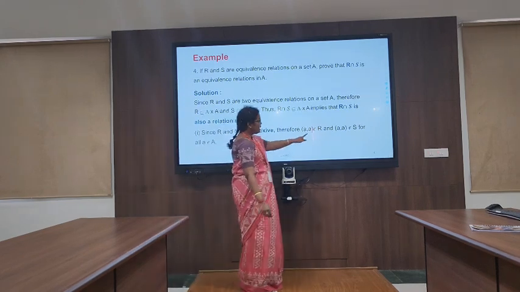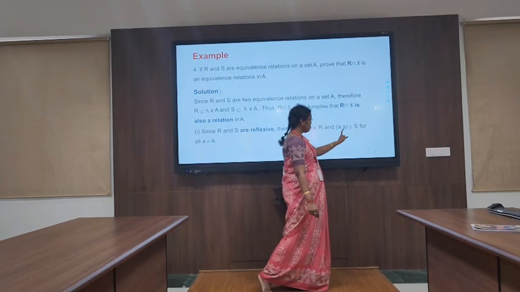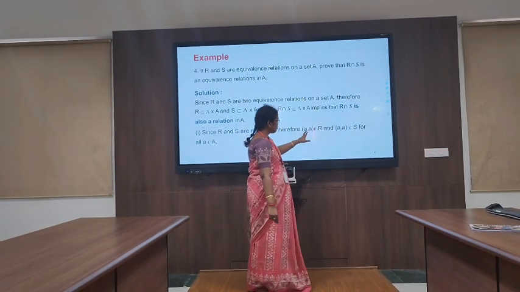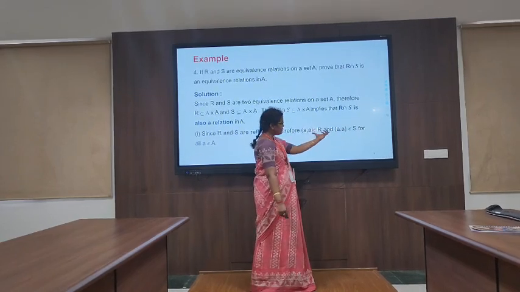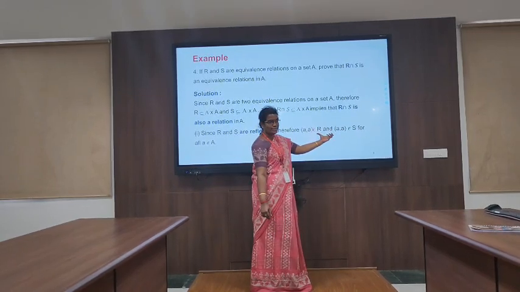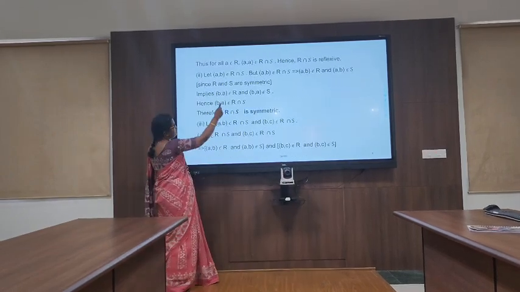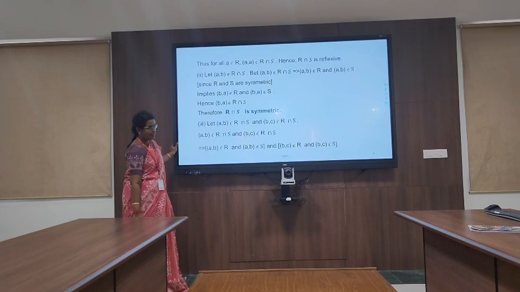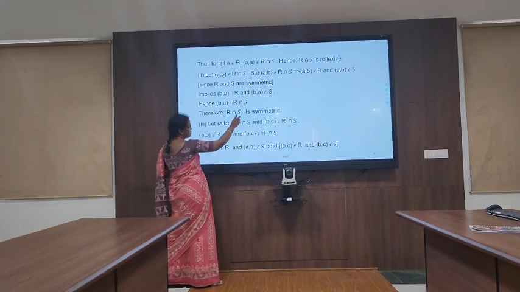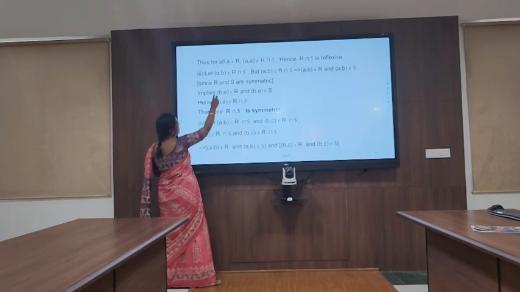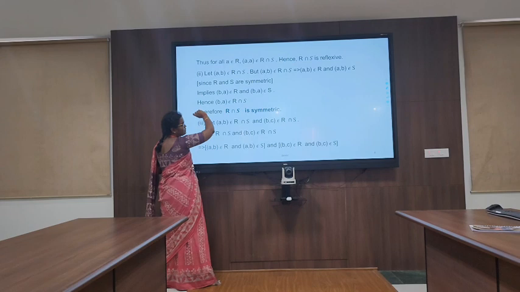We know as R is reflexive, A is related with itself and S is reflexive, A is related with itself. So the common element is present in R and S. Hence, A comma A belongs to the intersection R intersection S, showing R intersection S is reflexive. Second one, now try to prove R intersection S is symmetric. Start with A comma B belongs to R intersection S.